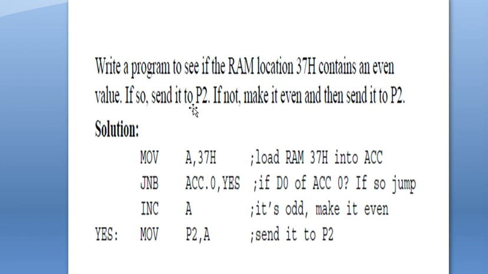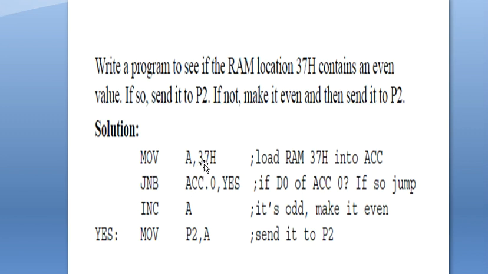If so, send it to P2. If not, make it even and then send it to P2. So in this program, what we need to do is check the location 37H of the RAM. If the value is even, then you need to send it to P2, otherwise you need to make it even and send it to P2, right? So that is what the program is. We are going to see how it will be done.